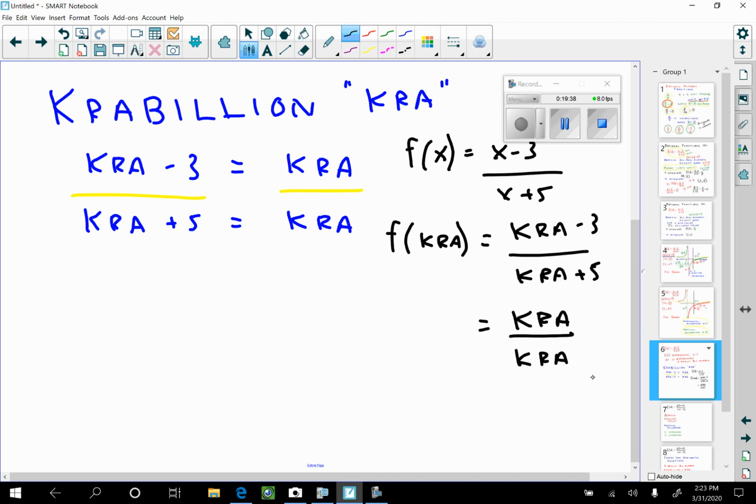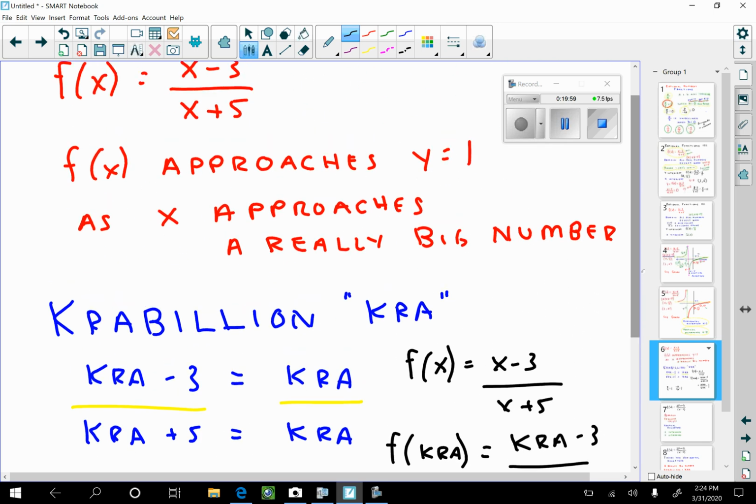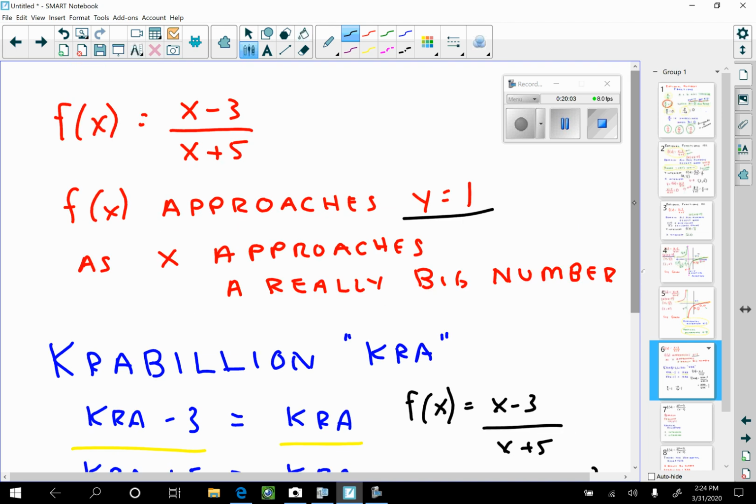Quadrillion. Oh, what's a real number divided by itself? What's 9 divided by 9? 1. What's negative 18 divided by negative 18? 1. What's quadrillion over quadrillion? 1. That's why this thing has a horizontal asymptote of y equals 1. Because if I put a really big number in, I'm going to get 1.